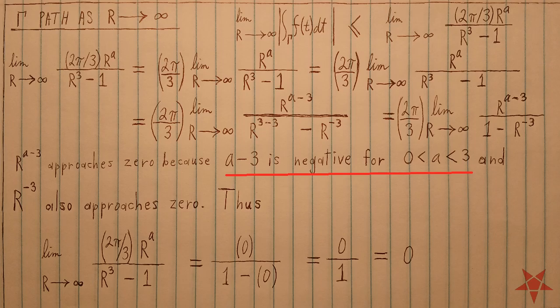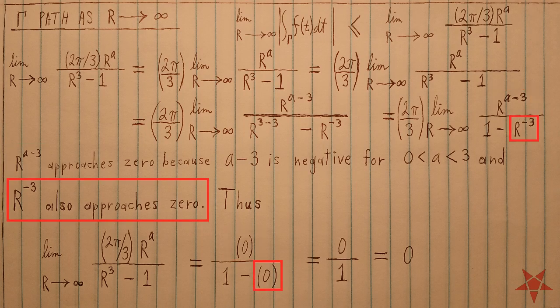Focusing on the numerator, we see that the quantity A minus 3 is negative in this context because the variable A is less than 3 and greater than 0. This causes the term in the numerator to approach 0 as capital R approaches infinity. Similar logic leads to the conclusion that capital R to the power of negative 3 also approaches 0, leaving us with a positive 1 in the denominator. Thus, the limit as capital R approaches infinity of 2 pi over 3 times capital R to the power of A divided by the quantity capital R cubed minus 1 tends to 0.